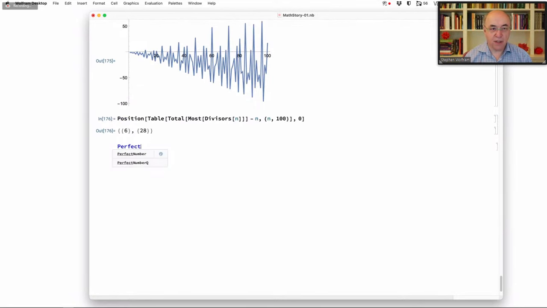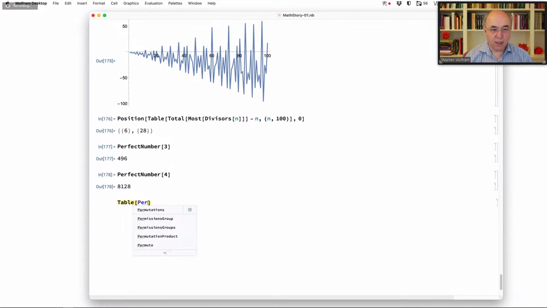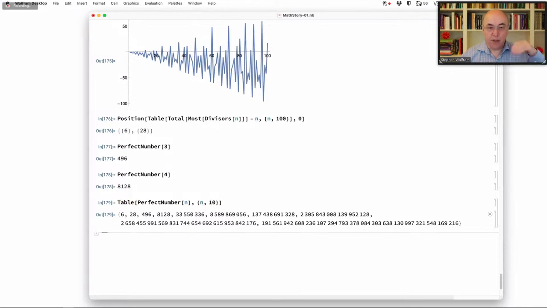Okay, the next perfect number, the third perfect number, is 496. The fourth perfect number is probably quite a lot bigger. Let's make a table of perfect numbers, where n goes up to, let's say, 10. So those are the first 10 perfect numbers. They get pretty big pretty quickly.